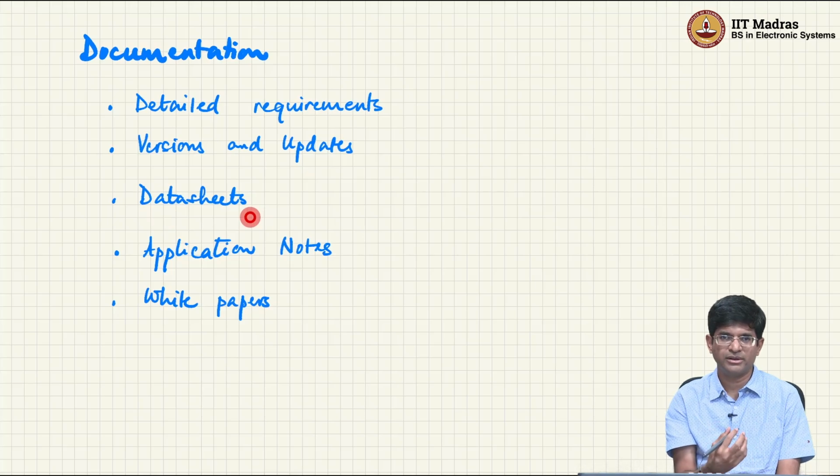How do I use a particular IP or a chip that has been designed by somebody, right? What are all the specifications? What are its constraints? How can it be used? When should it not be used? All of that needs to go into the data sheet.